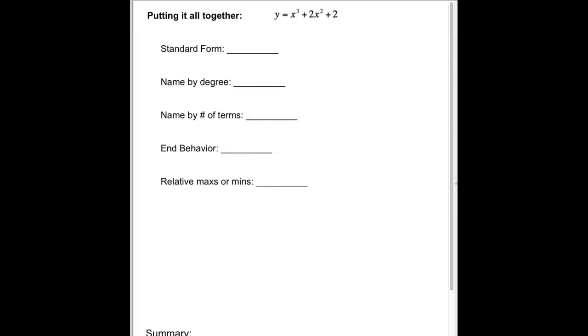All right, let's put it all together. Our last equation says y equals x to the third plus 2x squared plus 2. We want to put it in standard form. In this case, it already is in standard form, our highest power down to our lowest. Naming it by degree, our degree is 3, so it would be called a cubic. Naming it by number of terms, we have 1, 2, 3 terms, so we would call this a trinomial.